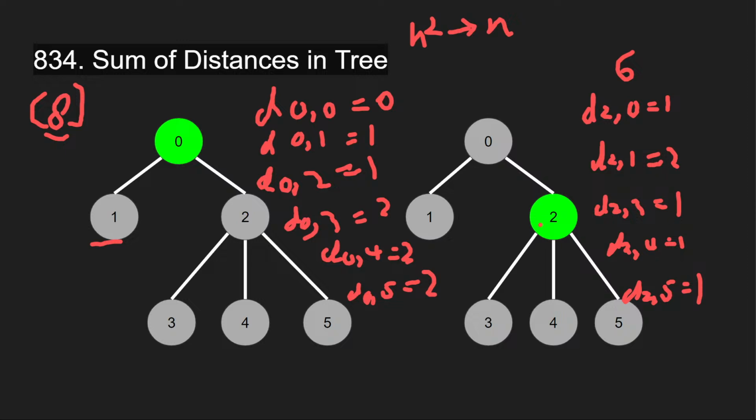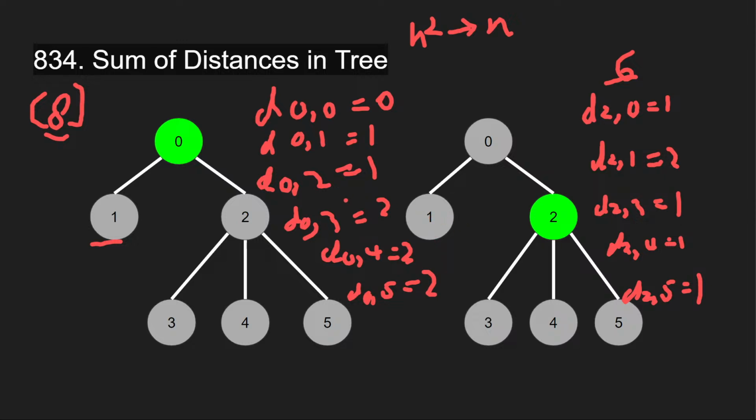So what is the distance from node 2 to all other nodes? It is 1 plus 2 plus 1, 1, 1, so it's going to be 6. Yeah, but this is another O(n) time. If we were to check all the nodes, it's going to be O(n square) time.